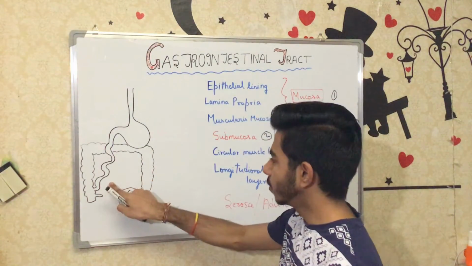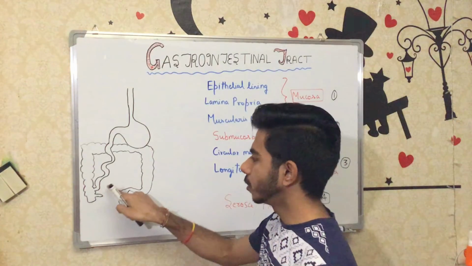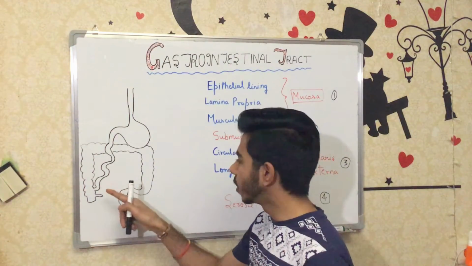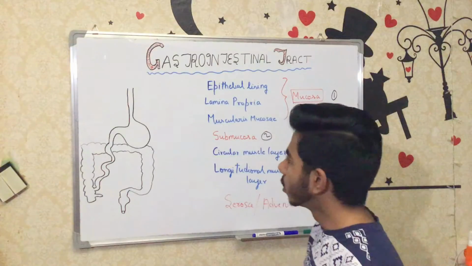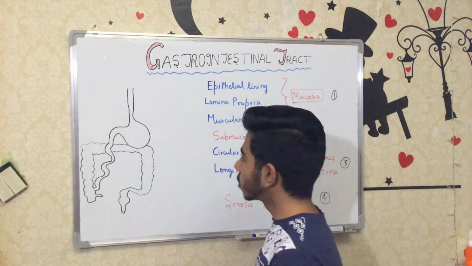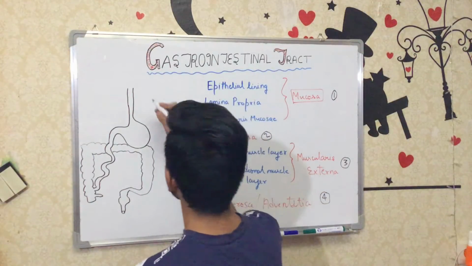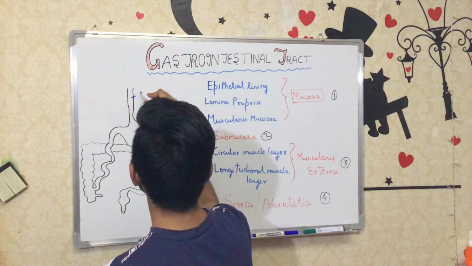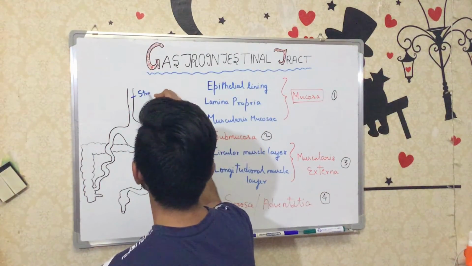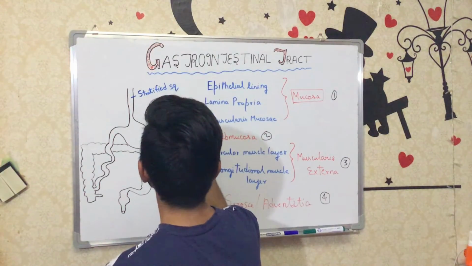This is the small intestine, which is joined through the ileocecal valve to the cecum of the large intestine, and this is the ileum. So the esophagus is lined by the stratified squamous epithelium.